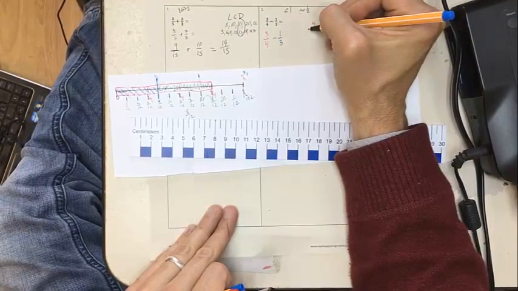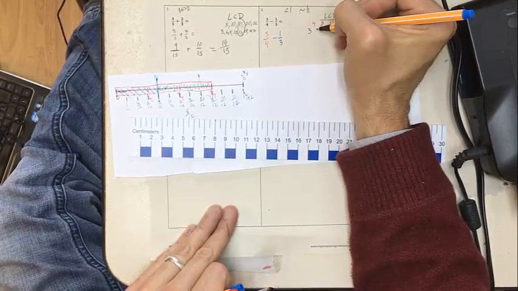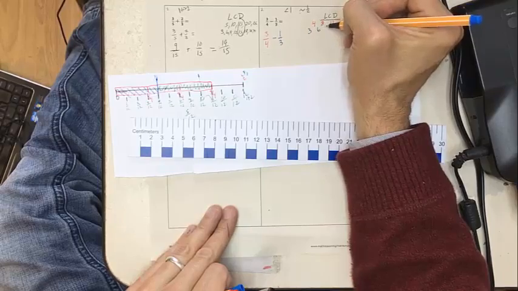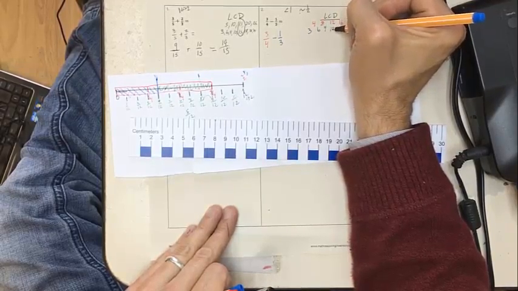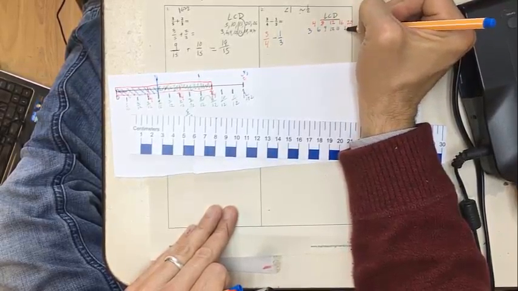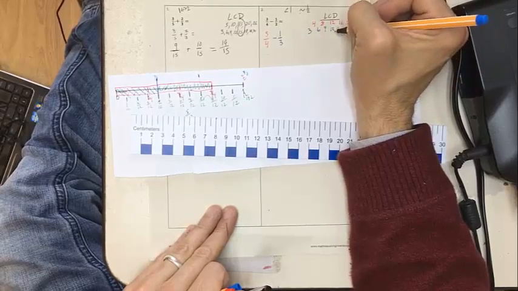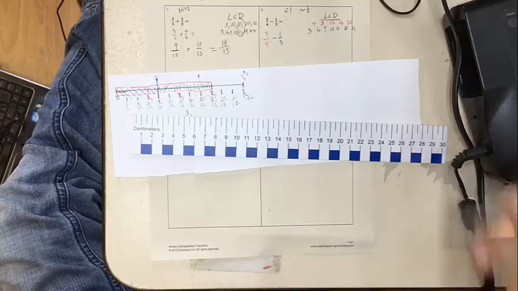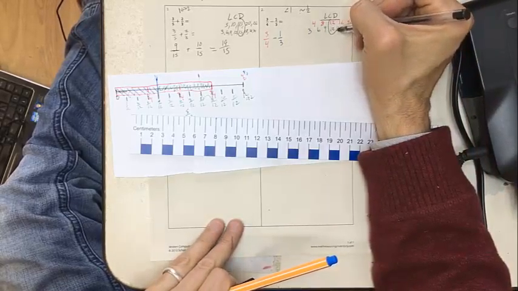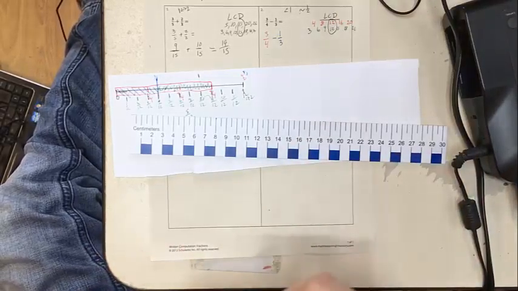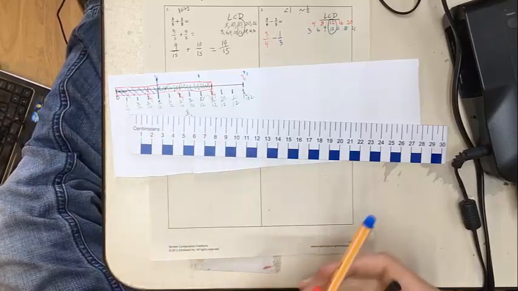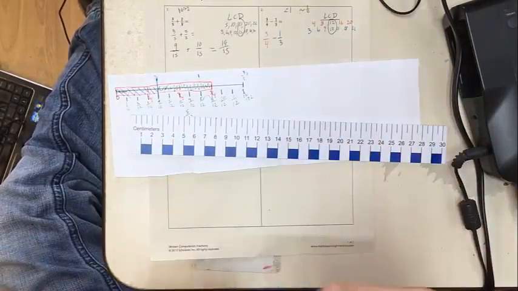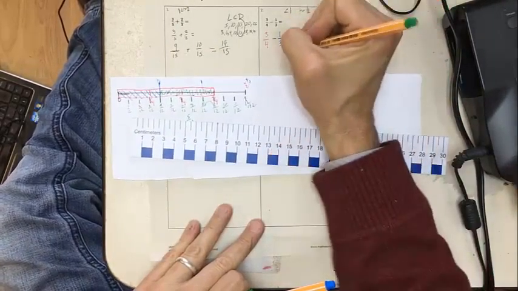So the first multiple of 3 is 3. 6, which would be here. 9, right after the 8. 12, 15, 18, 21. As we see the multiple that they both have in common is 12. So we can change 4ths and 3rds quite easily into our new denominator, the 12th.